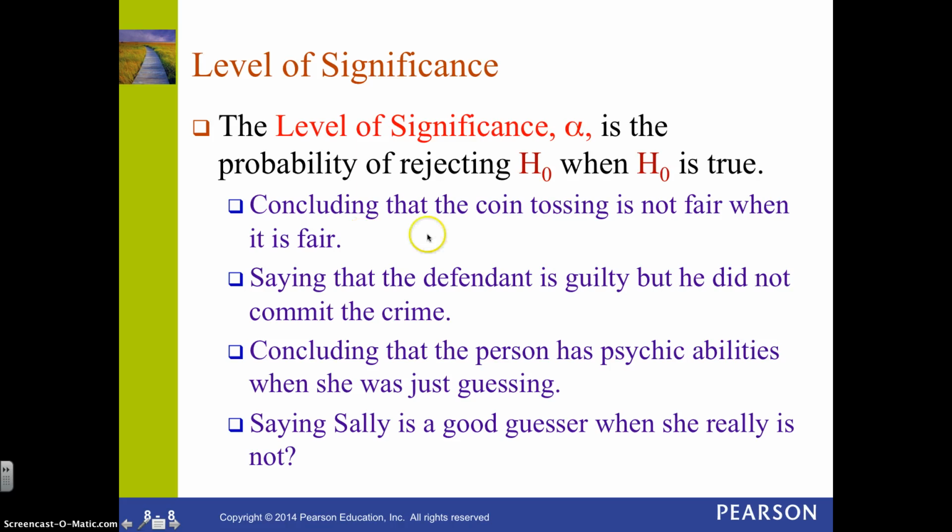Okay, so this would be concluding that coin tossing is not fair when it was fair, or saying that the defendant is guilty but he did not commit the crime, or concluding that the person has psychic abilities when she was just guessing, or also saying Sally is a good guesser when she really is not. So that's the probability of rejecting the null hypothesis when the null hypothesis is actually true. Since we don't want to do that, we want alpha, our level of significance, to be small.